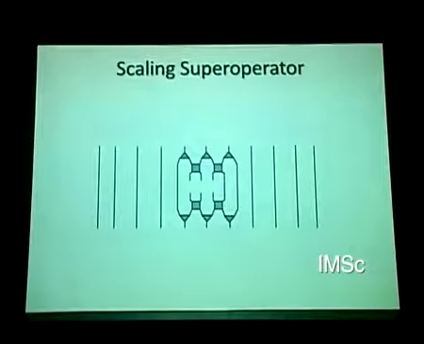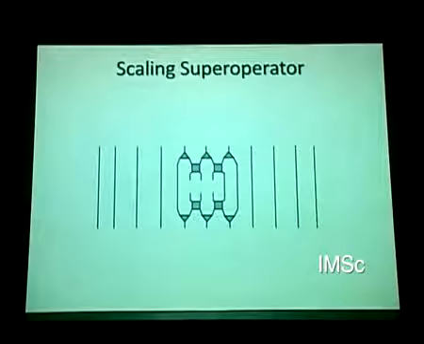Now this object is just a super operator, in the sense it takes operators to operators. So a simple operator takes vectors to vectors, and this is a super operator which takes operators to operators. And this is going to be an important object, and this in fact is the object which is defining your RG transformation, the coscaling transformation.